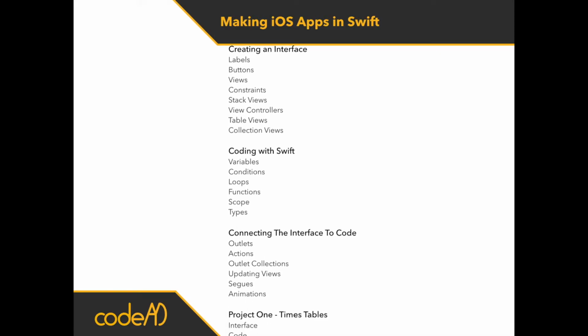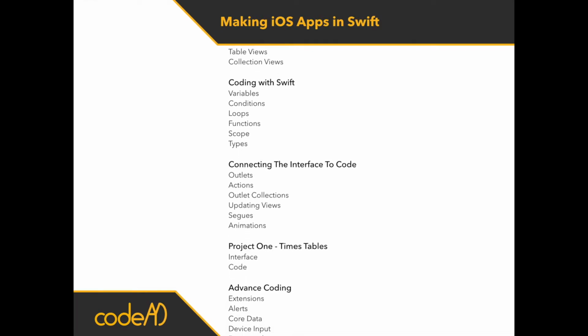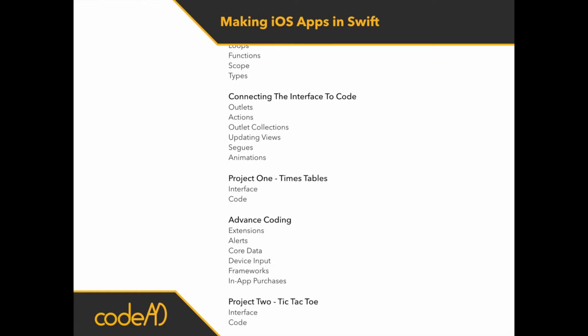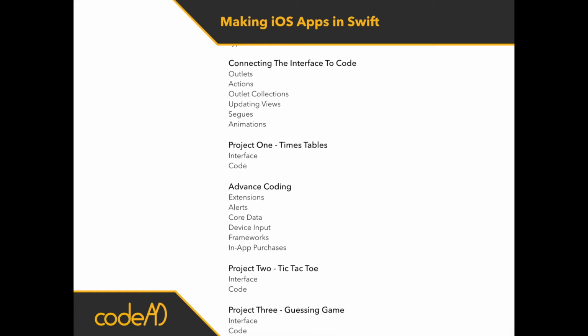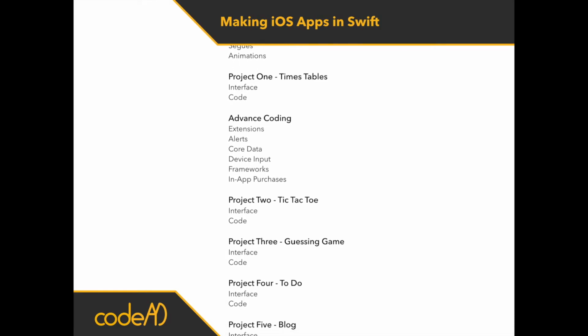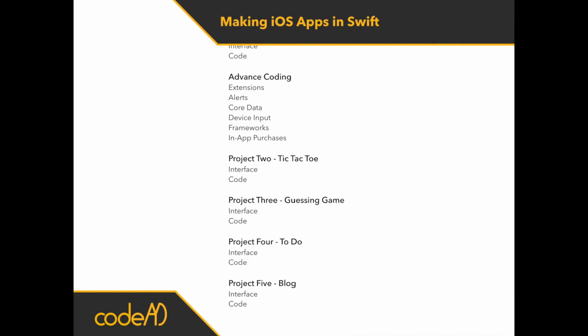Then we'll start creating an interface with labels, buttons, and all sorts of different views. Then we'll start coding with Swift to get our views functional, and then we'll connect the interface to our code. We'll then do a first project, which is the times tables app that we'll build, before we go into some more advanced coding and some more projects later down the path.